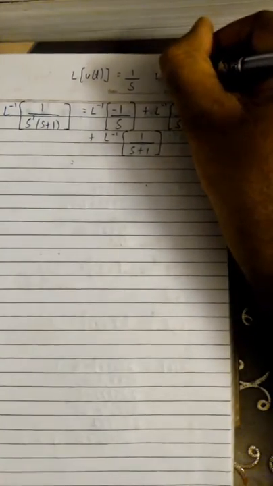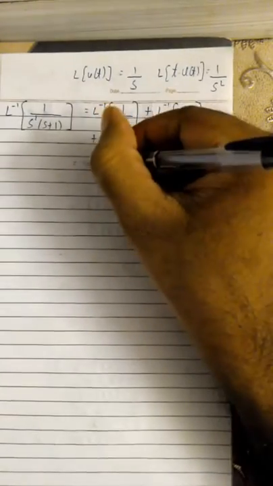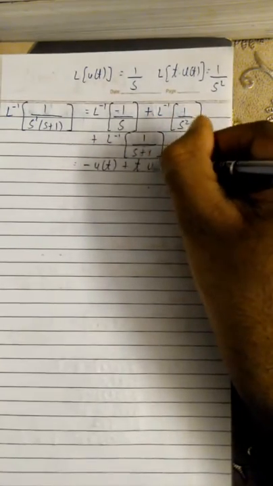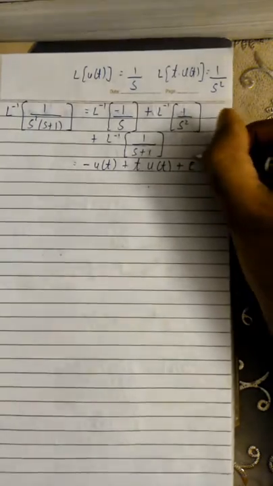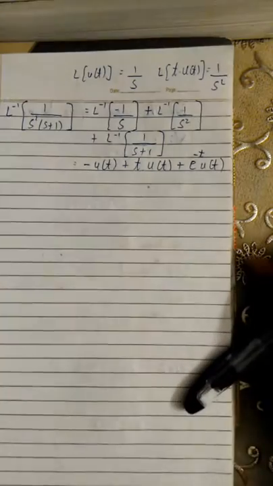Okay. So you know the Laplace of u of t is equal to 1 by S, and also the Laplace of t into u of t is equal to 1 by S square. So this is nothing but minus u of t, plus t into u of t, plus the Laplace inverse of 1 by S plus a, which is nothing but e raised to minus at. So this is e raised to minus t u of t. So we found the Laplace inverse of the first term.